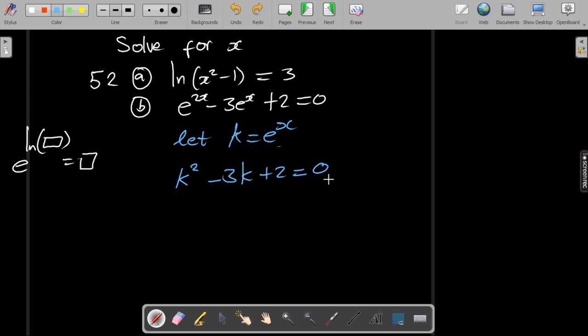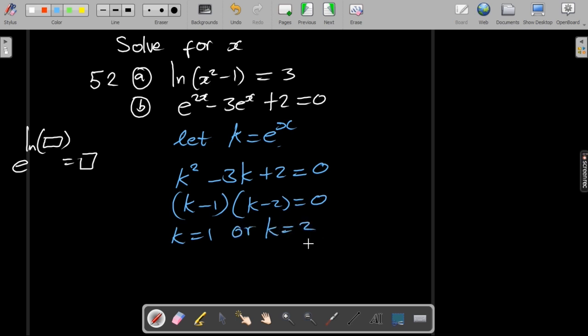Now that we have it in this form, you know how to factorize, and you're just going to factorize this. And if you factorize, you're going to get k minus 1, k minus 2 equal to 0. So k equals 1 or k equals 2. Remember that our k is e to the x, so you can replace it or put it back.